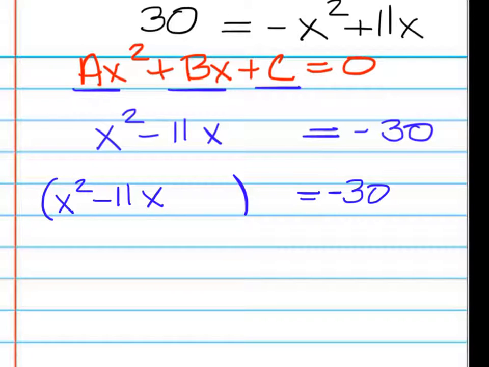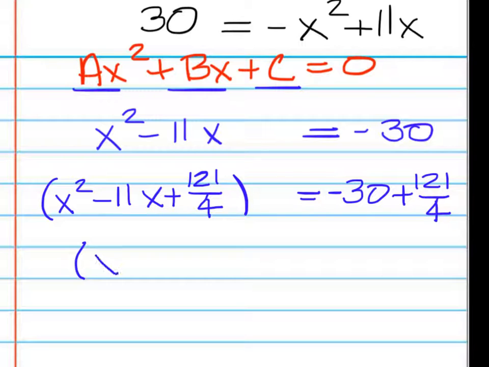Half of 11. Half of 11 is simply 11 over 2. And if I square 11 over 2, I get 121 over 4. Whatever I do to the left-hand side, I have to do to the right. And then write it in the completed square form. x minus 11 over 2. That's half of 11. Close the quantity and square. And then we have negative 30 plus 121 over 4.